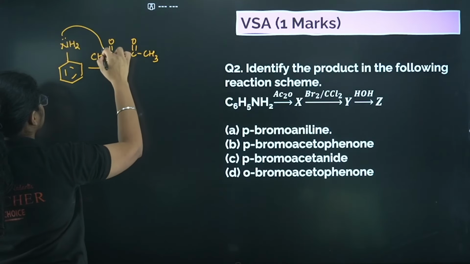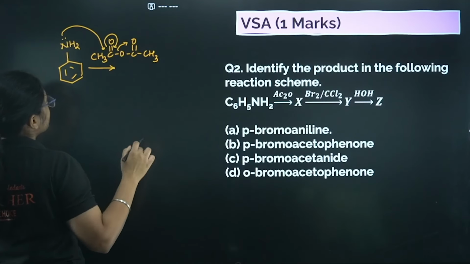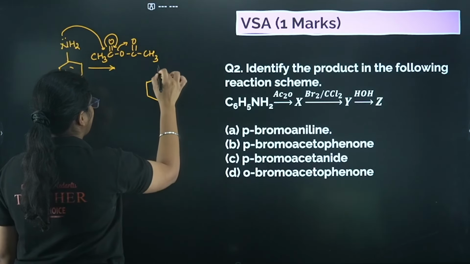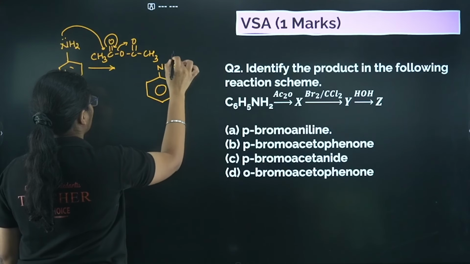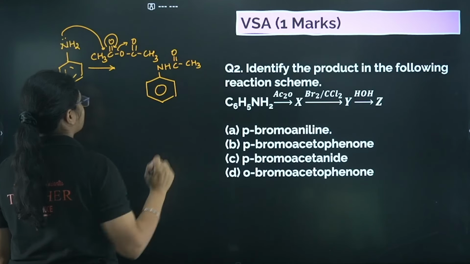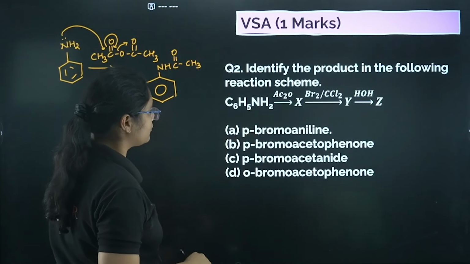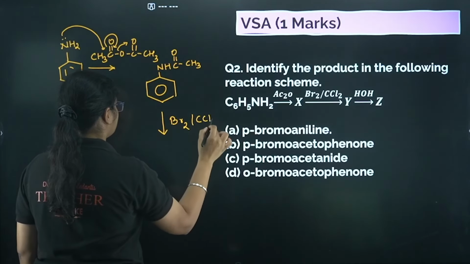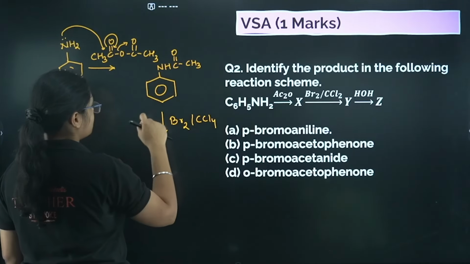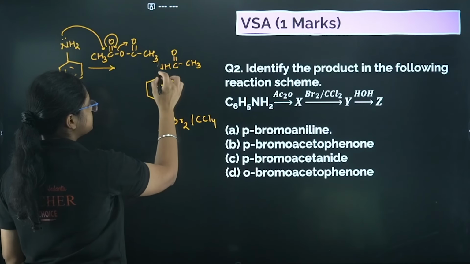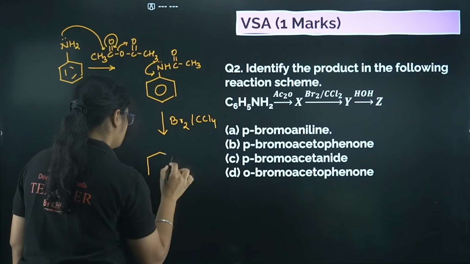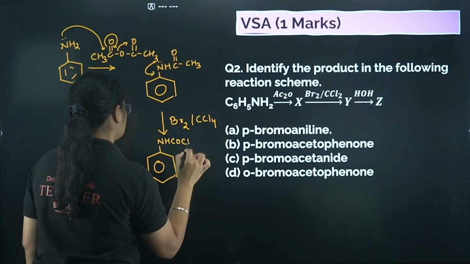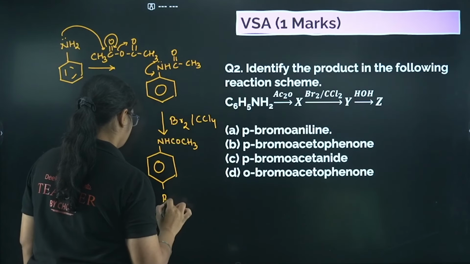This N will react, this one will come and this one will go out. So there is acylation here and I will get a compound like this, which is NHCOCH3. Now what will happen if you are treating it with Br2/CCl4? With bromine there will be a para substitution, because this is a donating group. So you will get the compound NHCOCH3 with bromine here.